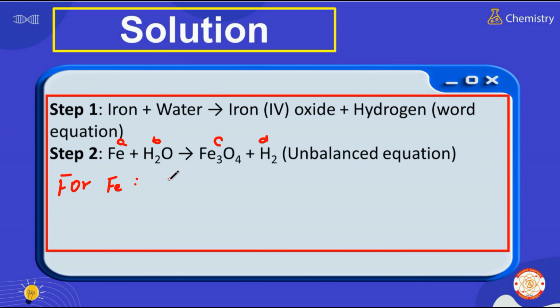how many iron atoms do I have on the reactant side? I have 1, right? So 1 times A equals, how many iron atoms do I have on the product side? I have 3. So 3 times C, 3C.